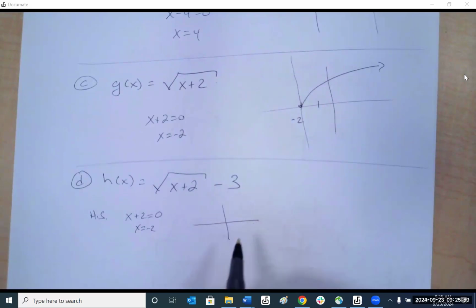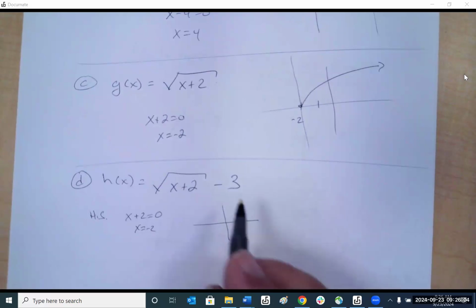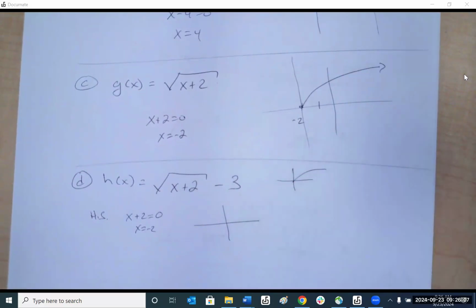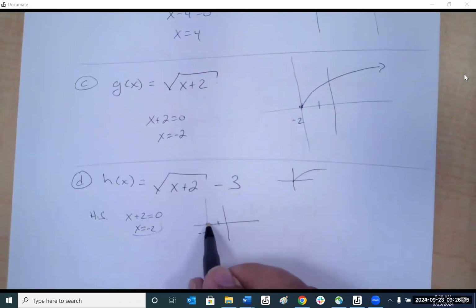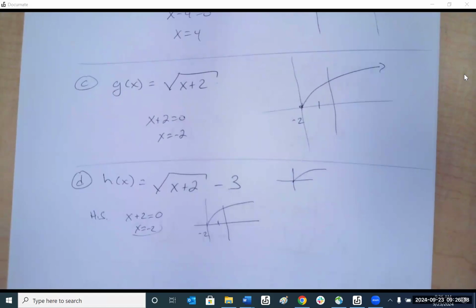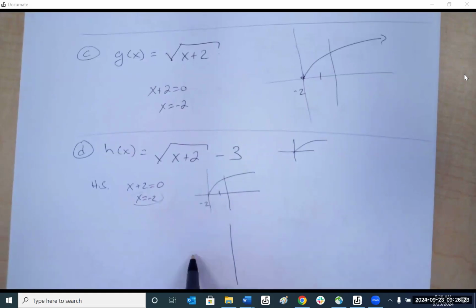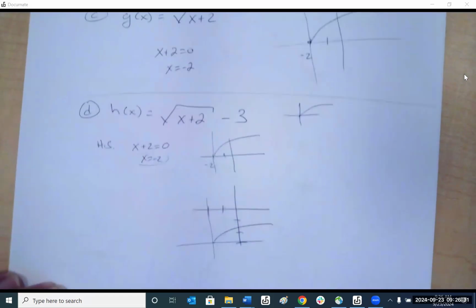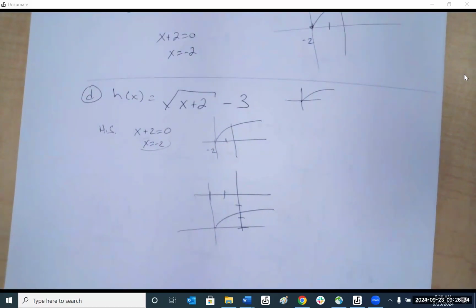So the original graph looked like what? It's that one. It's a square root function. We shift to the left 2 spaces. There's my new origin, so it looks like this. Then what? Very good. We go to the left and then down 3. So here we have our new origin. Of course, you have to plot some points, plug some numbers in there, but you know where you have to go.